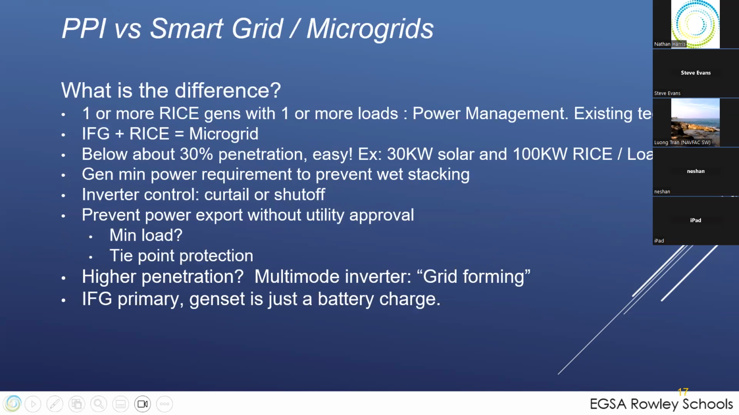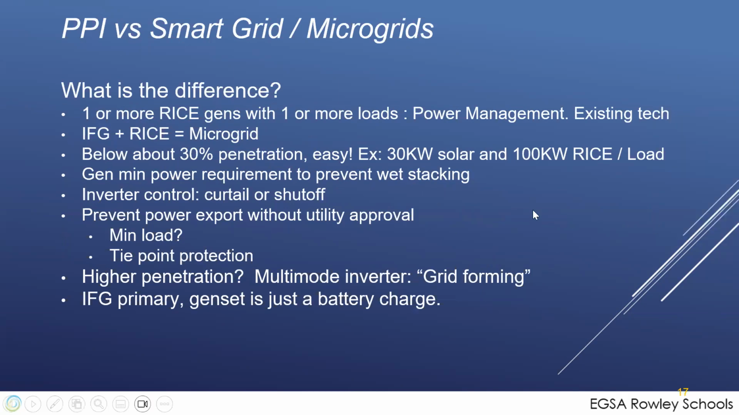And so what's the difference between a parallel and a smart grid? Well, the RICE gens one or more loads. You add this RICE into the system. 3 or 4 generators in parallel with them become what's called a parallel power island. This might happen more often than you might think.